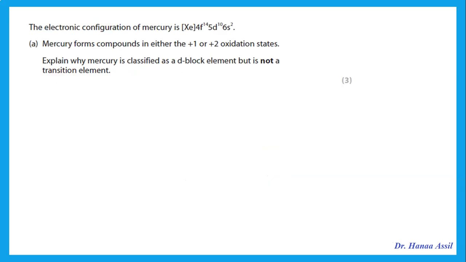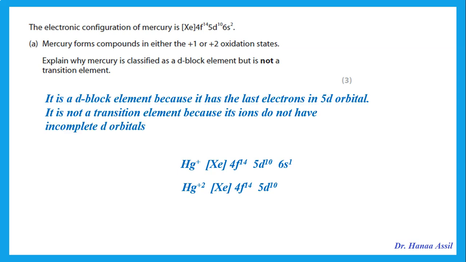What about mercury? It's saying this is the distribution for mercury. Now mercury has +1 or +2. Explain why mercury is classified as D block but not transition. Again, this is the configuration for mercury +1. This is the configuration for mercury +2. So we're removing the 2 electrons from the 6s. I still have a filled 5d.